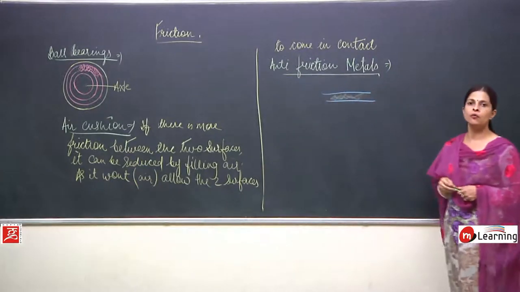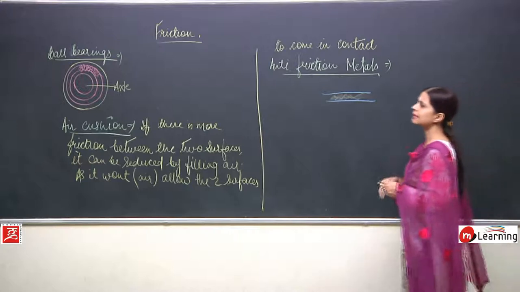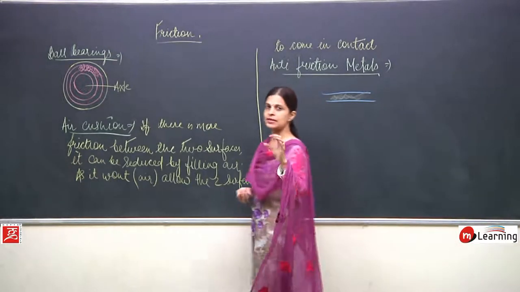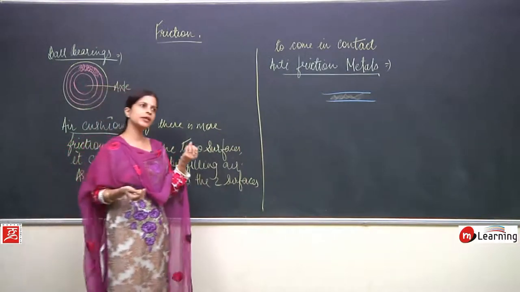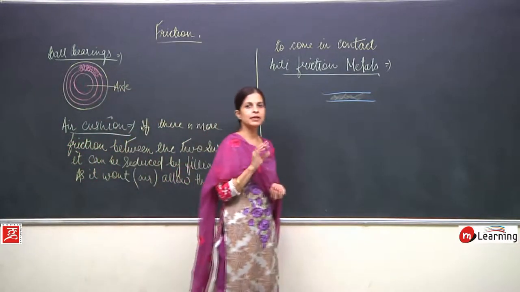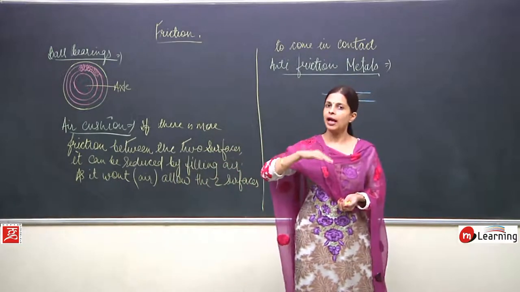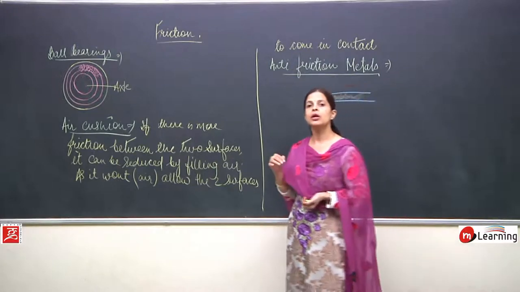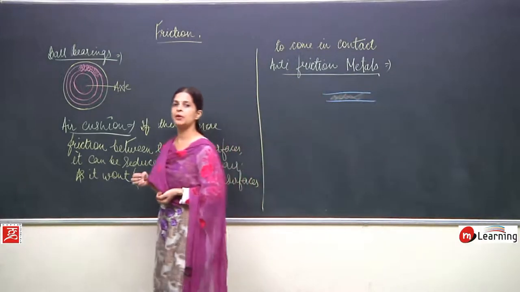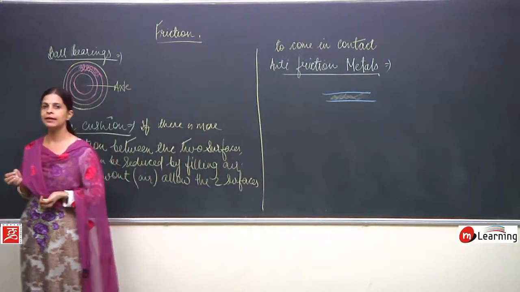Okay, now what is the meaning of anti-friction metals? Whenever two surfaces are sliding on each other, suppose we take the example of steel, both the surfaces are made up of steel. Then the friction which will be produced will be very high.